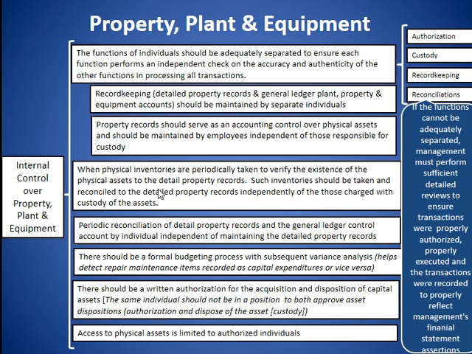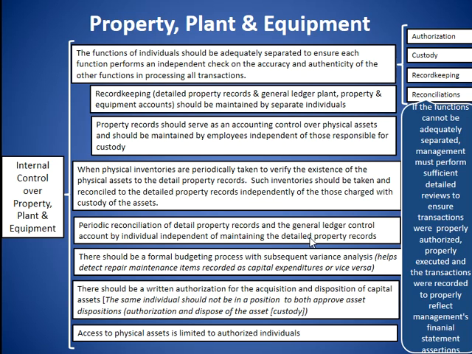Physical inventories should be periodically taken to verify the existence of our physical assets against the detailed property records. In other words, go out there and actually locate those physical assets and trace them back to the property records. Such inventories should be taken and reconciled to the detailed property records independently of those charged with the custody of assets. There should also be periodic reconciliation of detailed property records and the general ledger control account by an individual who is independent of maintaining the detailed property records.